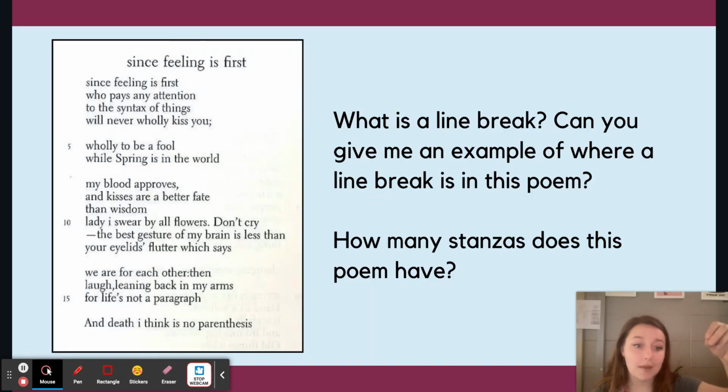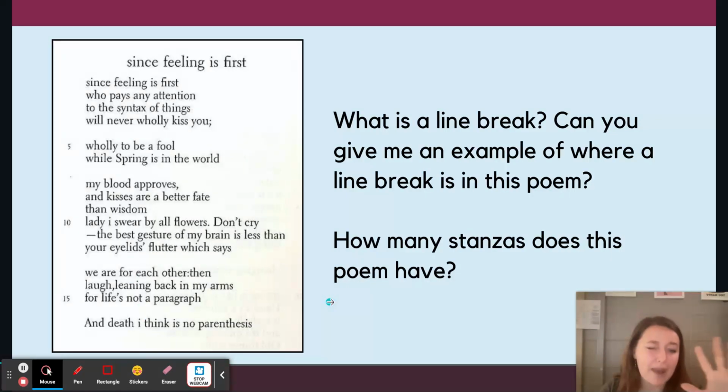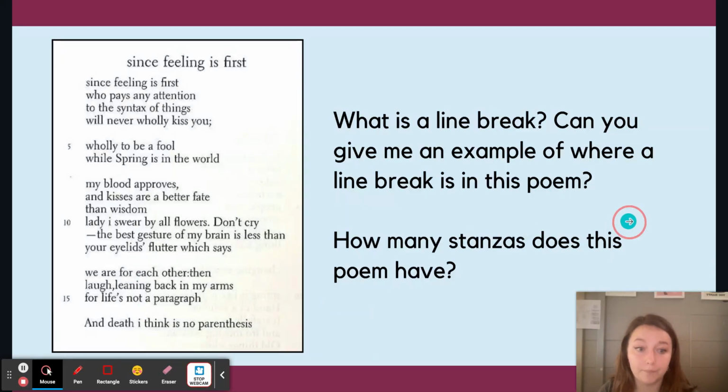So hopefully you told me that a line break is wherever the line cuts and goes to the next one. And there's an example between first and who, between attention and to, between things and will. This is where the poet just hit enter and then pushed it to the next line. There's also 1, 2, 3, 4, 5 stanzas, 5 little paragraph looking things in this poem.